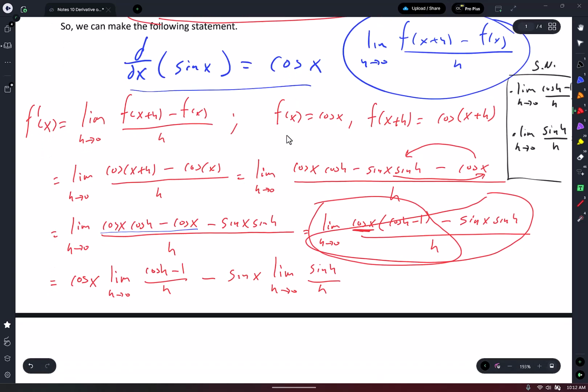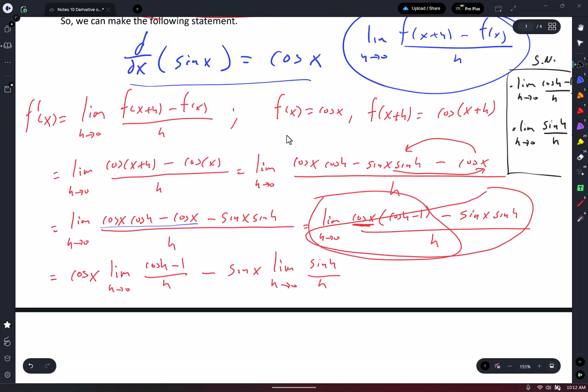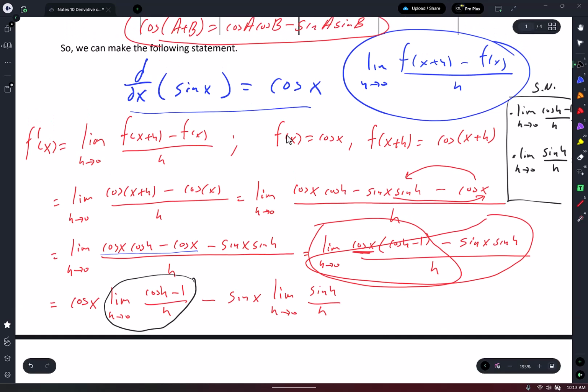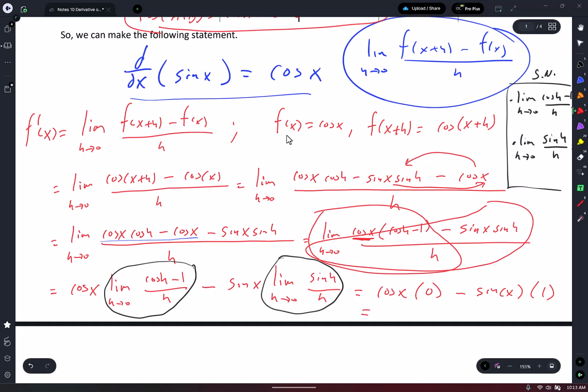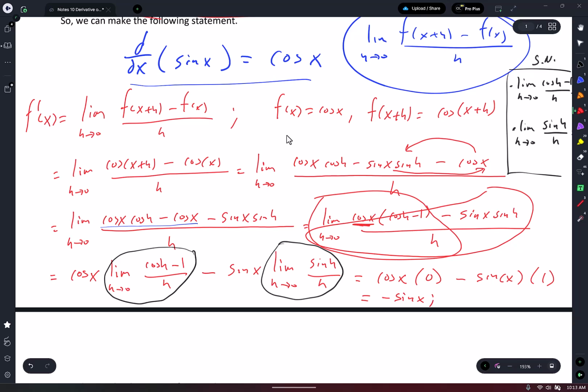Okay, anyways, this right here is 0, and then this right here is 1. So here's what I have. I have cosine x times 0 minus sine x times 1. And look what I'm left with. Yep, negative sine x.